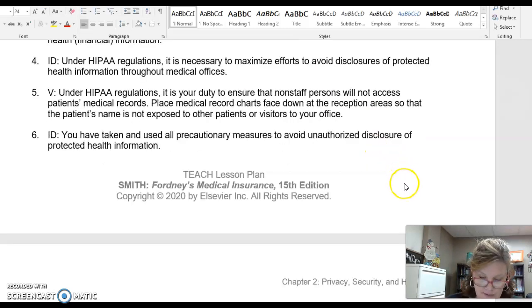Number 6, in the reception room, a patient, Martha, overhears your telephone conversation even though you spoke quietly and shut the glass door. Okay, so again, Martha must have some pretty good hearing. So with this, it is an ID, incidental disclosure. You've taken all the precautionary measures to avoid unauthorized disclosure of PHI.